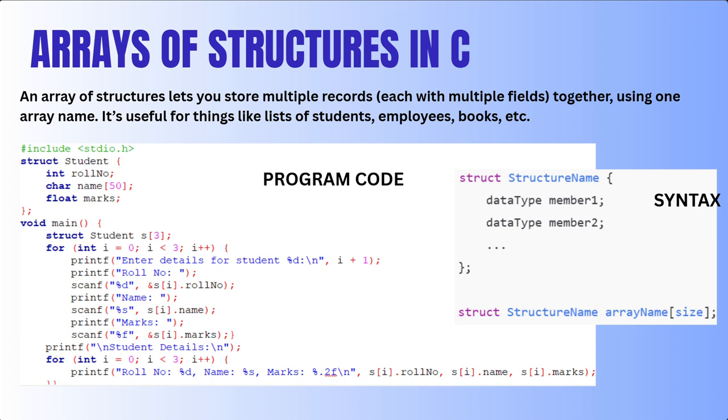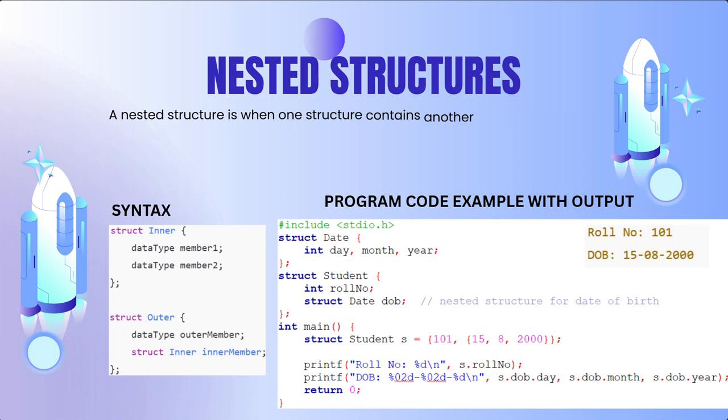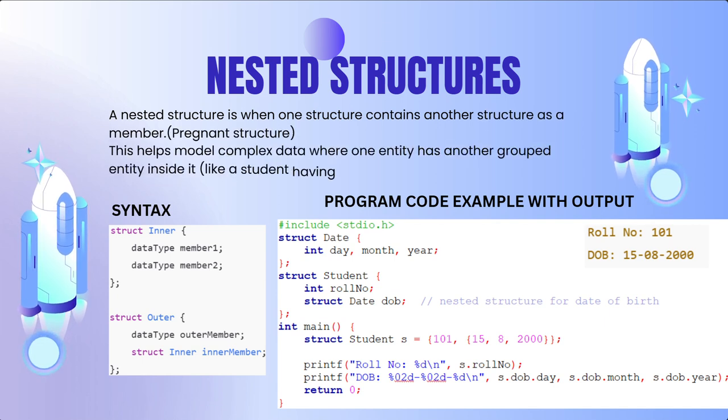Moving on, we have nested structures. Nested, as in anything about programming, means something within another thing. A nested structure is a structure which contains one structure within another structure. This helps to model complex data where one entity has another grouped entity inside it, like a student having an address. Okay, so the syntax is, this is struct inner.